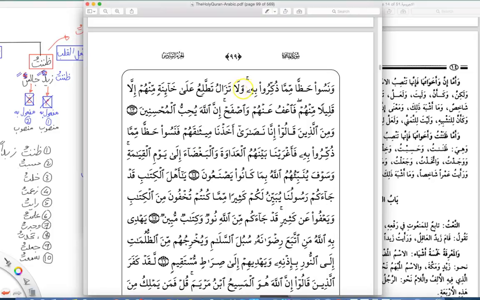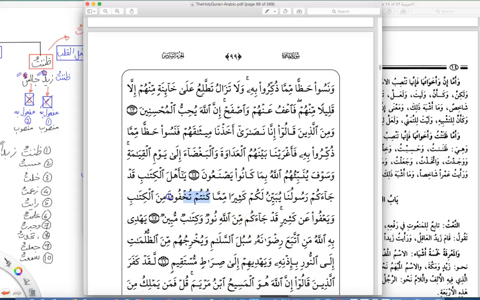So that's one example. Another example is لا تزال تطلع على خائنة منهم إلا قليل. So this لا تزال is from the afal naqisa, and the ism is hidden inside of it, because remember it's a fi'l; you can have the ism inside of it. And تطلع على خائنة منهم, all of that is in the ruling of the khabar. Another one: كانوا يصنعون. So كانوا is fi'l naqis, the ism is considered inside of it, just like the fa'il can be inside of a fi'l. And yasna'un is the khabar.